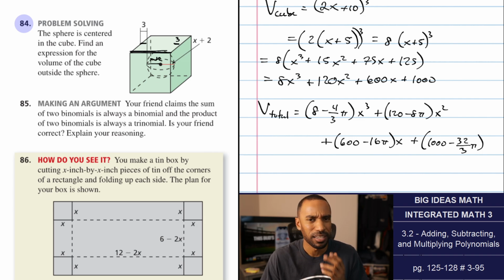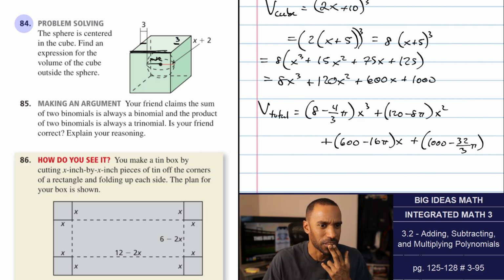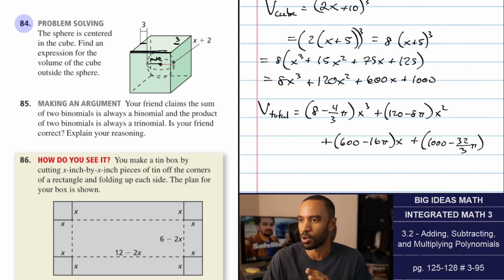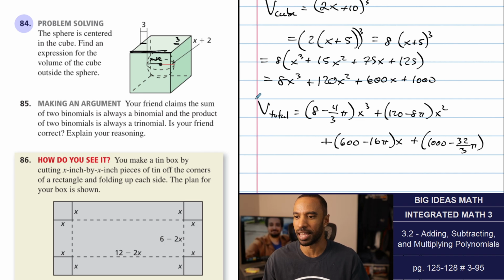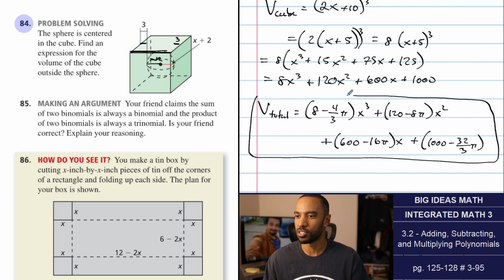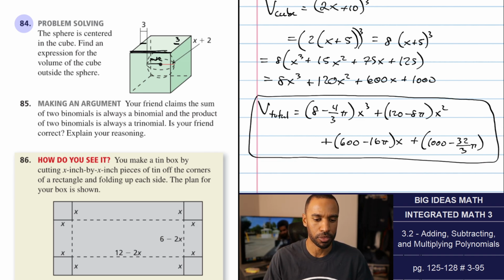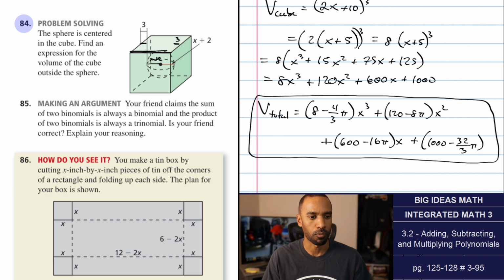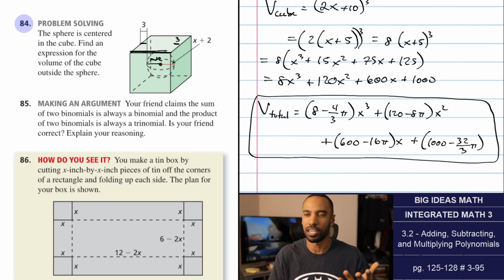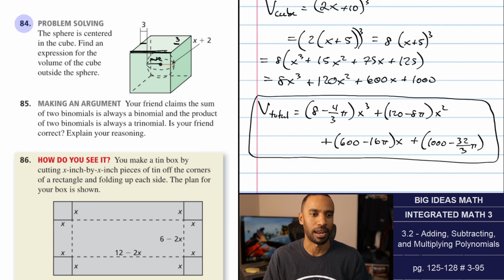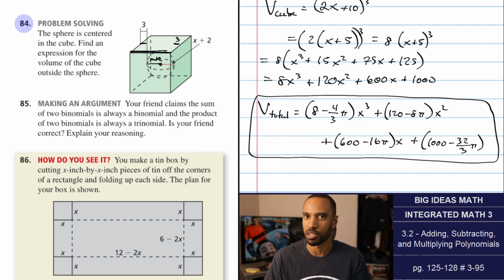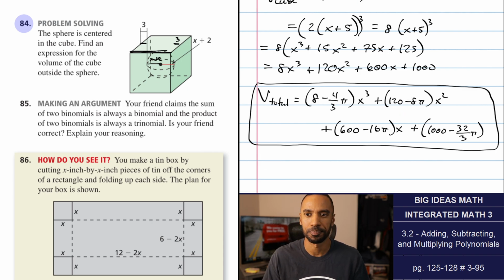I'm not going to round. It didn't say what to do there, so I'm going to leave it like that. If you do, though, for example, 8 minus 4/3 pi, I can round that number to about 3.8. So I'd have 3.8x cubed and so on. But I'm working off exact numbers, and you can round as needed.